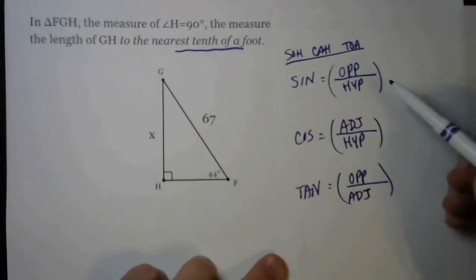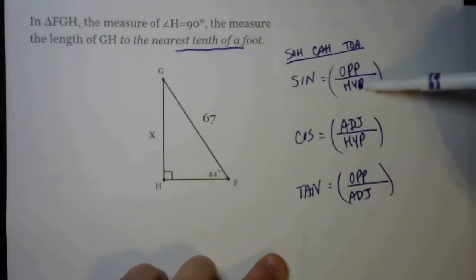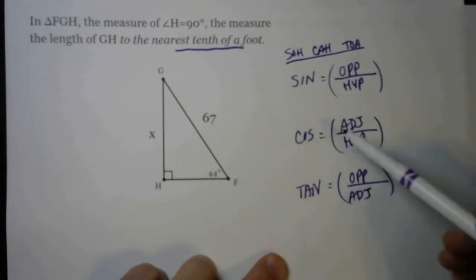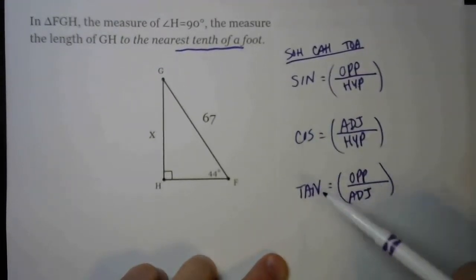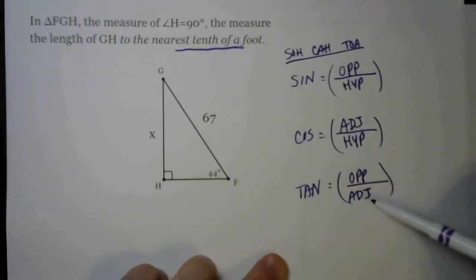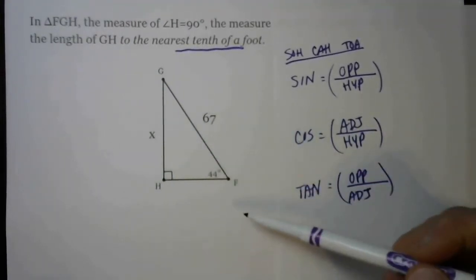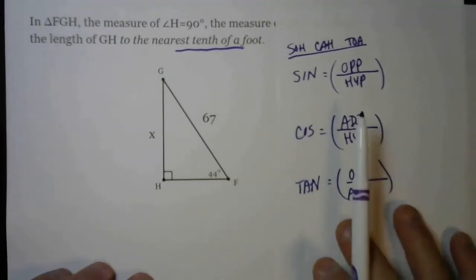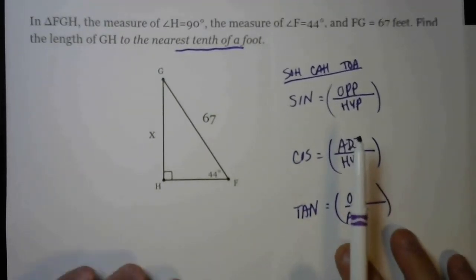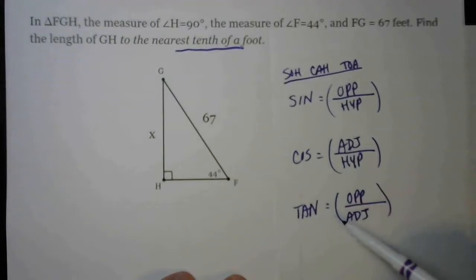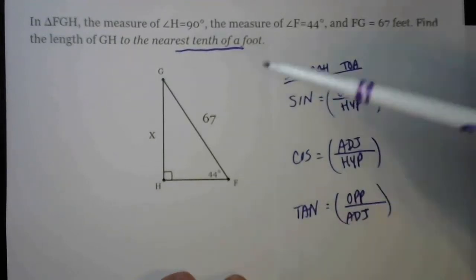We have our three trig functions. We have sine, which is opposite over hypotenuse, cosine, which is adjacent over hypotenuse, and tangent, which is opposite over adjacent. Now we have to look over here and label our triangle, because we need to figure out which one of the three trig functions we're going to use here.